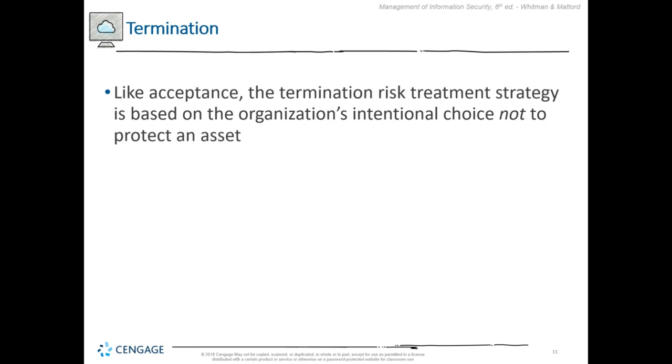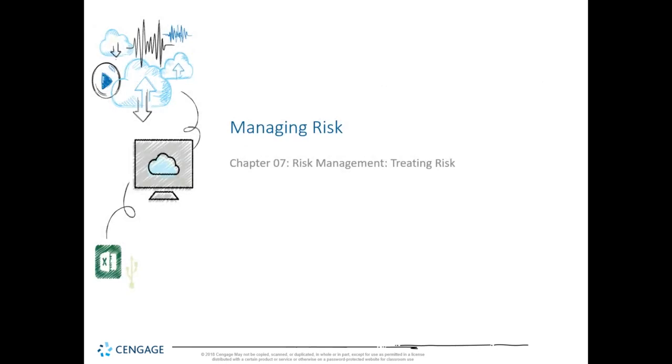So with termination, this one is based on the organization's intentional choice not to protect an asset. Here, however, the organization does not wish the information asset to remain at risk, so it's going to remove it from the environment that represents the risk. So once again, sometimes the cost of protecting an asset may outweigh its value, or it's too difficult or expensive to protect an asset compared to the value or advantage the asset offers the company. So the company would just remove the asset. So next we'll look at managing risk.